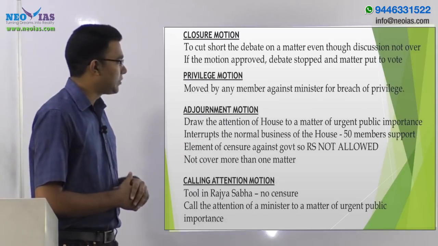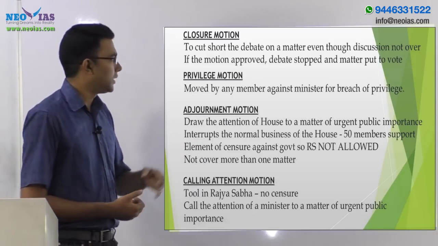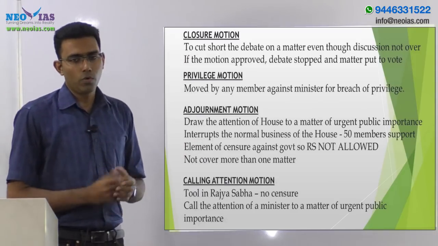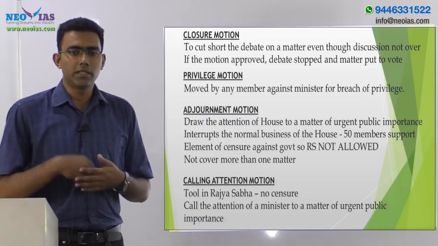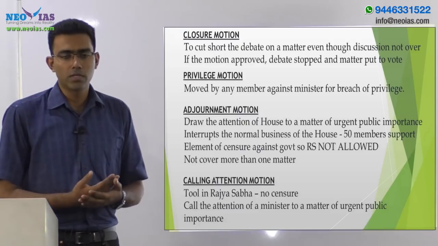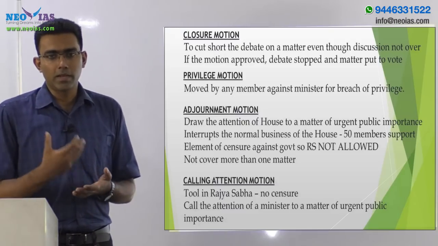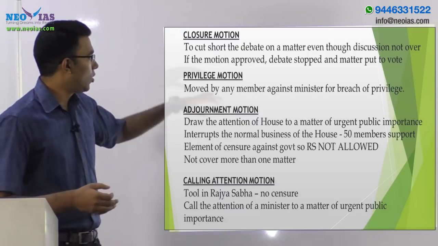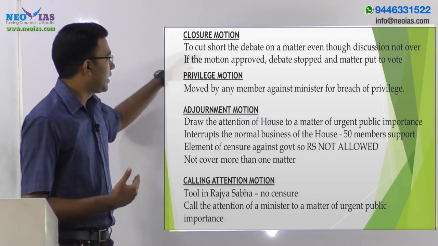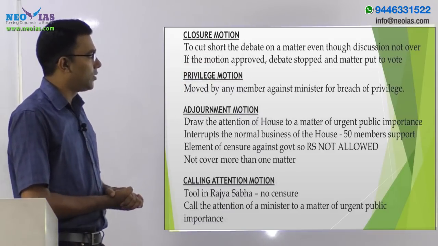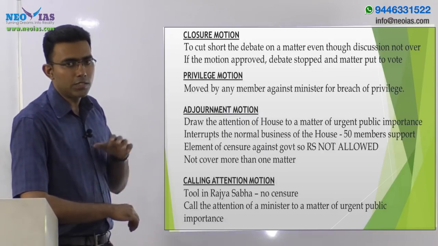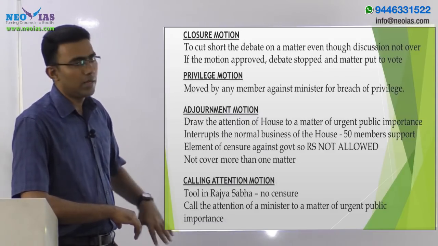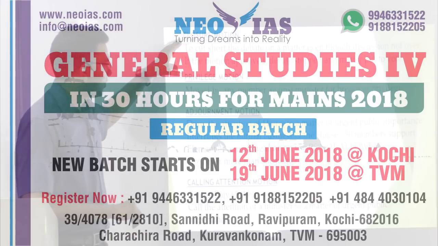So moving on to the different kinds of motions. One is closure motion. As the name suggests, it closes the discussion that is happening in the House, and the matter is put to vote. That is, it cuts short the debate on a matter even though the discussion is not over, and if the motion is approved, the debate is stopped and the matter is put to vote. So that is what closure motion means.